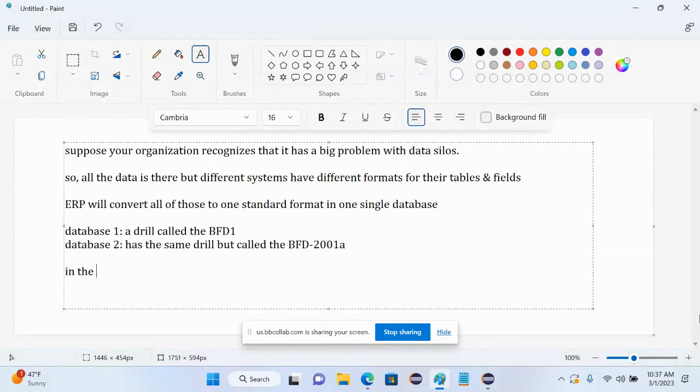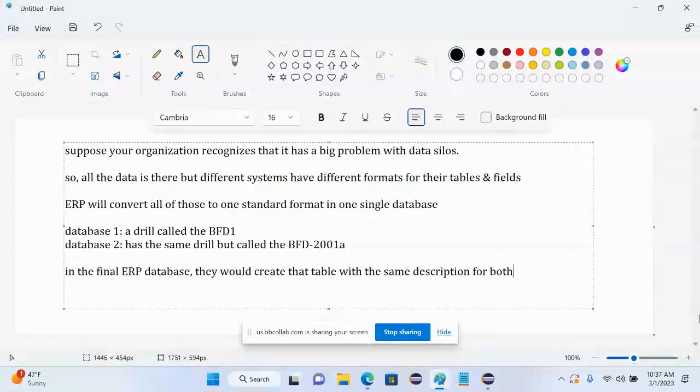So in the final ERP database, they would create that table with the same description, or both, right? It might be the first one, it might be the second one, it might be a completely different one, but the point is it would be the same. And once you've done that for all the fields in all the tables, then you can start asking those global questions like, hey, where can I get the most oil anywhere? And you can ask one database that question and not have to reformat the query for every different local database.